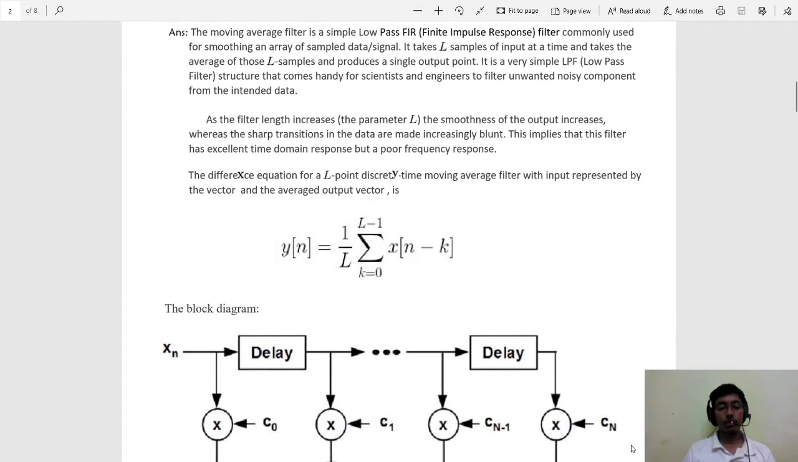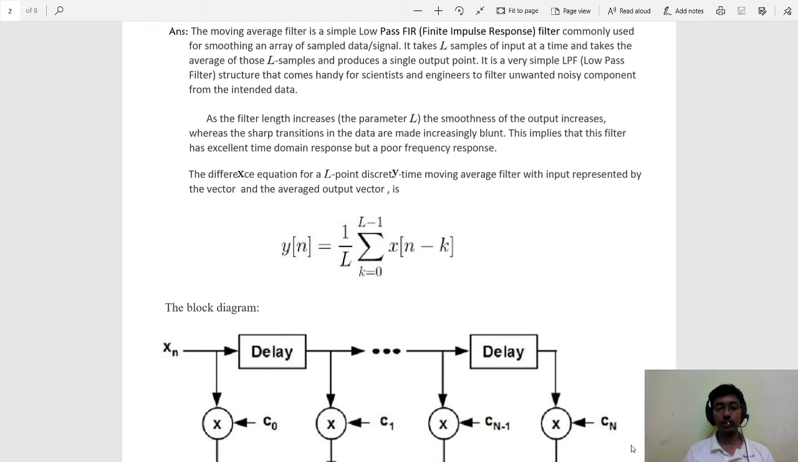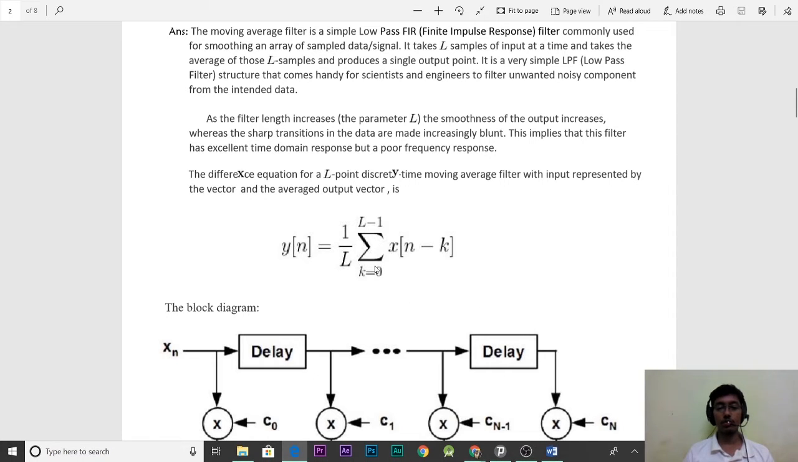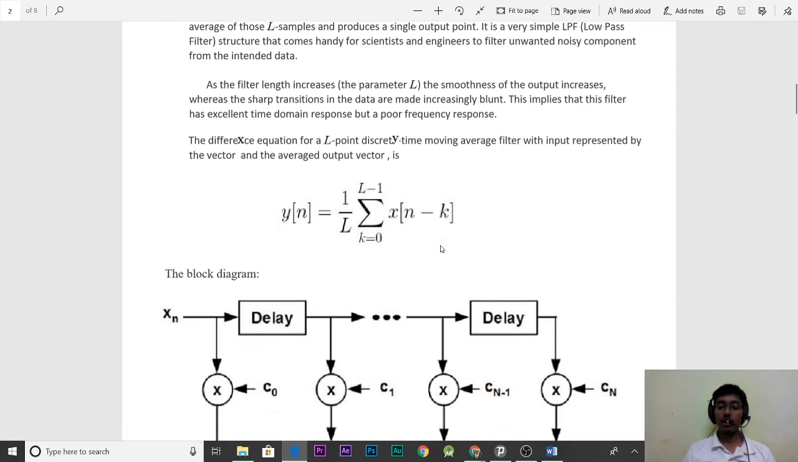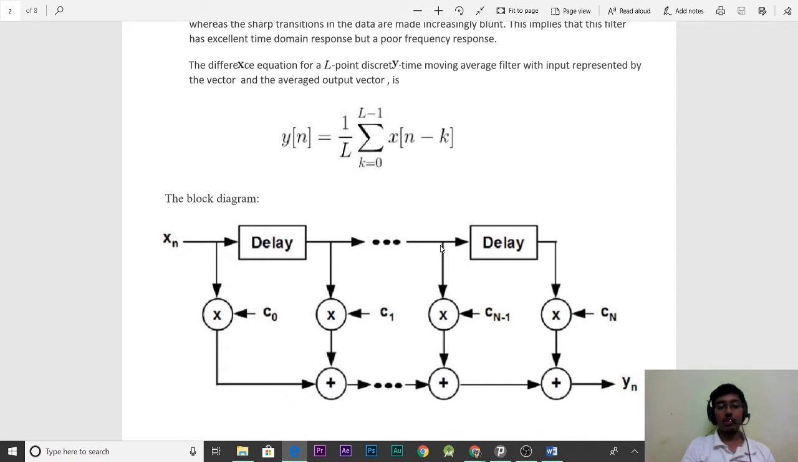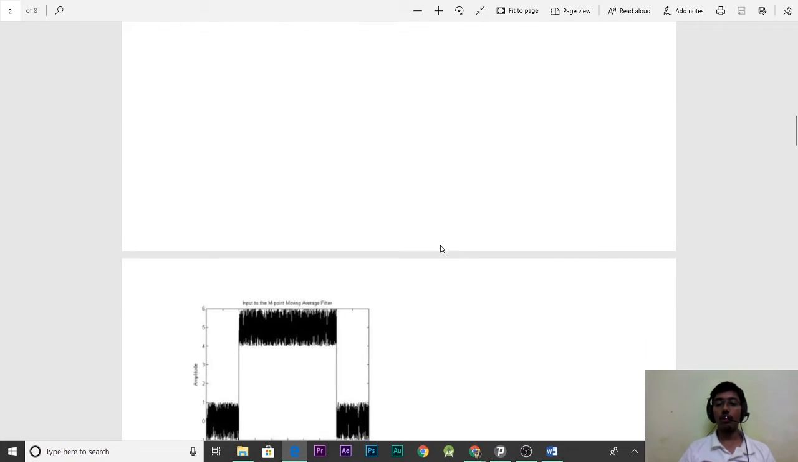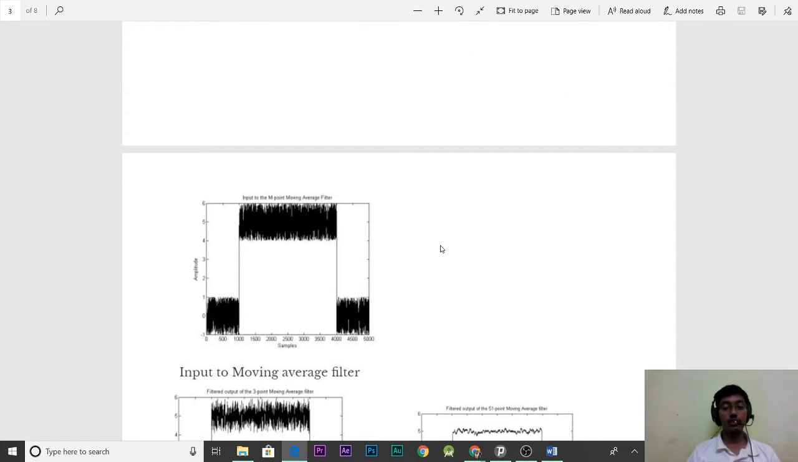Then going back to the formula, the moving average filter of length L is given by 1 by L sigma k equals 0 to L minus 1 x of n minus k. Here I have mentioned the block diagram where x of n is the input and c0, c1, up to cn minus 1 are the factors, and this delayed version gets multiplied by the factor and just adding them gives the output, the moving average filter, which is a low pass filter generally used to smoothen the high frequency noise in the signal.